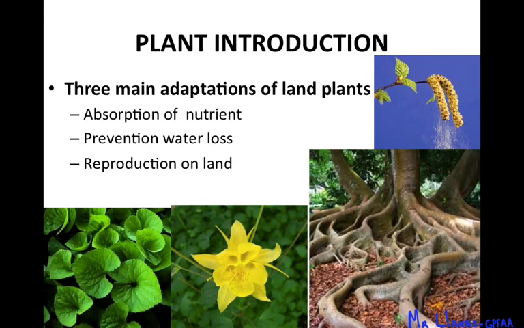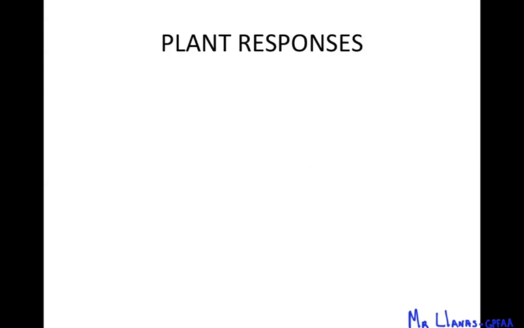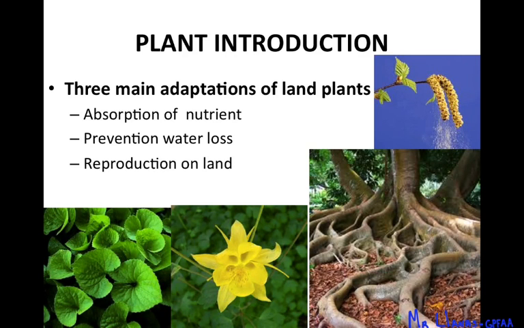They also developed what we're going to talk about today, which are flowers, in order for them to be able to reproduce on land by using pollinators. Okay, so those are three main adaptations of plants. Make sure you know those, make sure you understand what they are, and how they overcame these three things here.